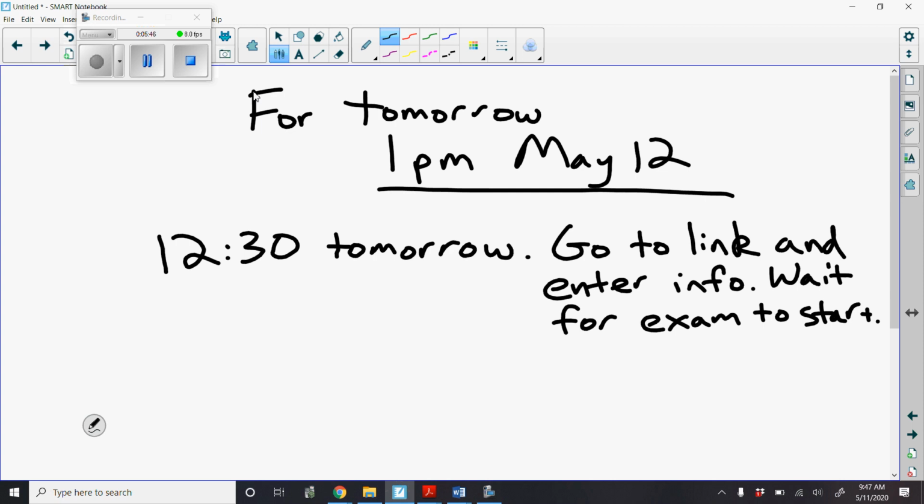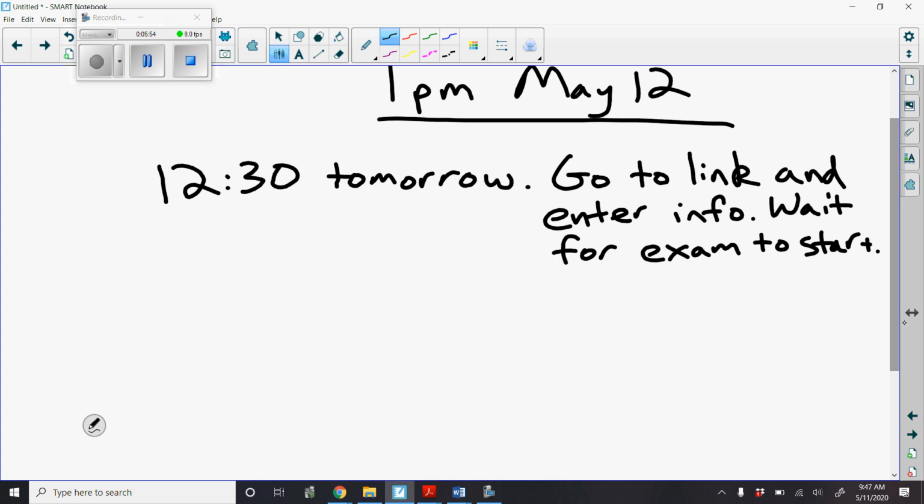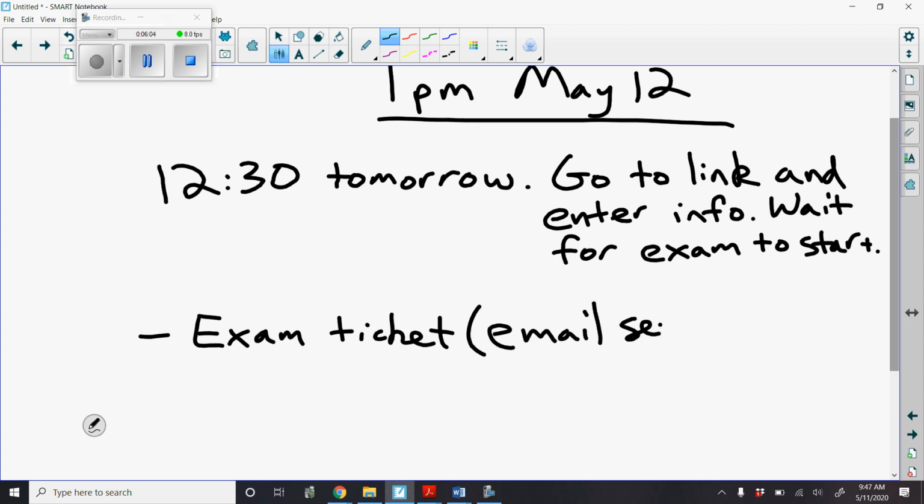Also, the things that I want you to have with you: you need your exam ticket. Again, that should be in an email sent yesterday. That came from AP, and it went to the email address that you used when you signed up for AP Classroom. So make sure you have your exam ticket with you, or a picture of it or something with all the information written down.